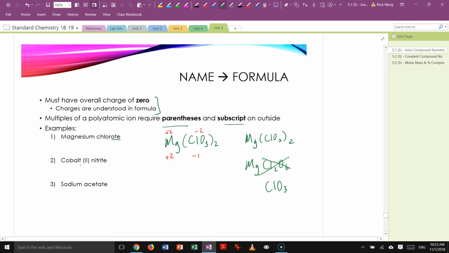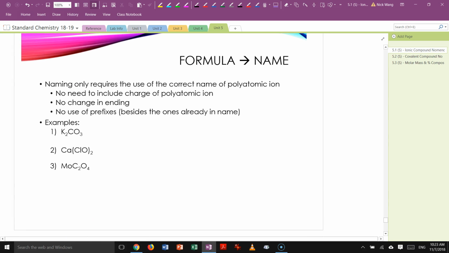Go and try the next two. Cobalt(II) nitrite. This time it incorporates a Roman numeral as a prefix, in parentheses. Don't forget what that means, right? That refers to something very specific. Going backwards from a formula to a name, you don't have any new rules, except instead of always using -ide as an ending on your second element, it's not always just going to be chloride. Now you have the potential for -ates and -ites, and you have to know which one they are. But we talked about this earlier in identifying the polyatomic ions.